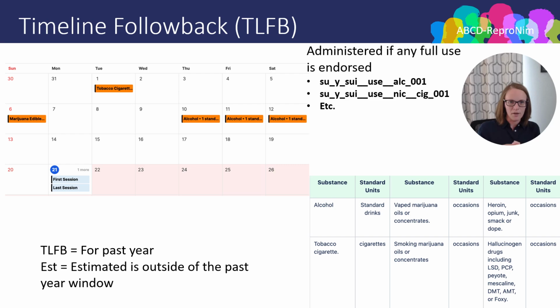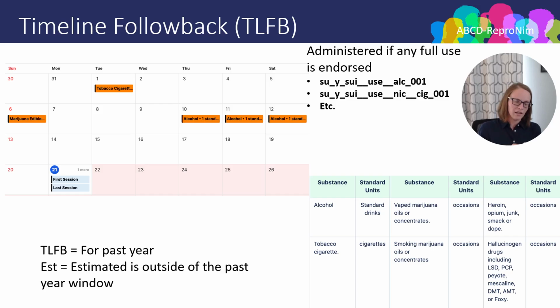Again, we're putting everything into standard units, such as shown in this table right here. For alcohol, we use standard drinks. For tobacco, we do cigarettes. For vaped marijuana or concentrates, we do occasions. So how many episodes per day? Did you wake and smoke? Okay, now you're high, you were feeling high. After you came down a bit, you went somewhere else. When did you next use? Oh, you used at lunch. Okay, great. And you start counting how many occasions throughout the day somebody is using.